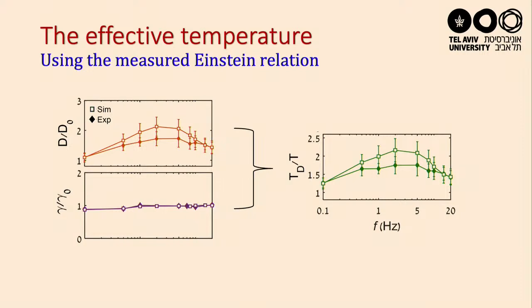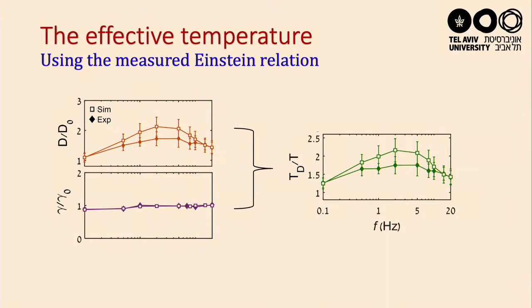Then we use the Einstein relation to measure the effective temperature. There's simulation and there's experiment, and they're different. In experiment, we have hydrodynamic interactions, which are suppressed by the vicinity of a single wall. In simulations, it's just Brownian motion. We don't simulate the hydrodynamics. Then you divide these two, and you get the effective temperature.